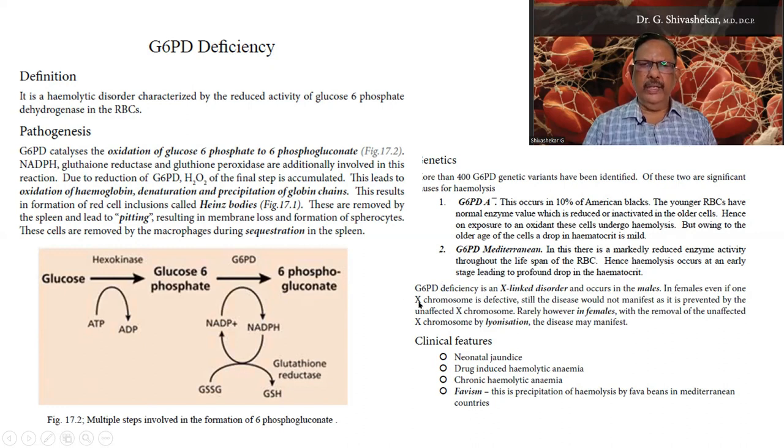It is usually an X-linked disorder, as a result of which only the males are affected. But sometimes, due to the Lyon's hypothesis, the X is inactivated in the female. Therefore, females also can be rarely affected. The clinical features will be jaundice, hemolytic anemia. It can turn out to be chronic. And favism is something that is precipitated by the fava beans that are consumed in Jamaica and other Mediterranean countries.